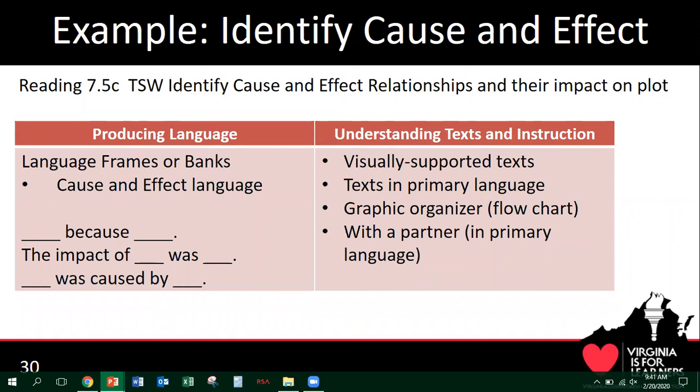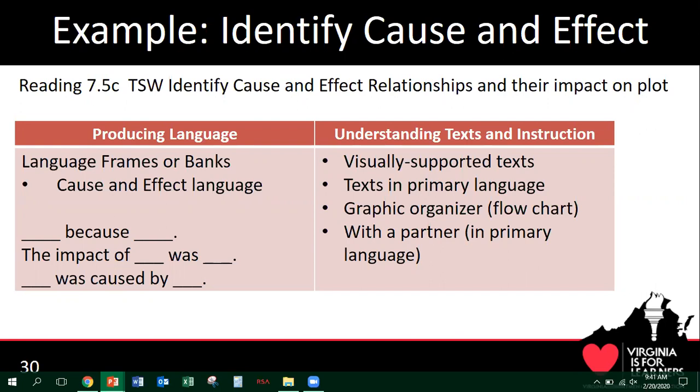Moving into middle school for 7th grade, identifying cause and effect relationships and their impact on plot. So here, words like cause, effect, impact are all indicative of a specific kind of language because it is very popular, common for students, so easy to access for even the beginning students when we are providing that as a frame.